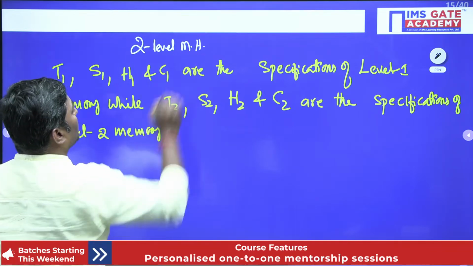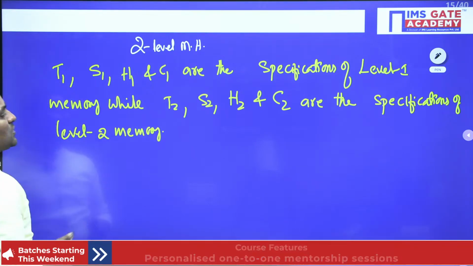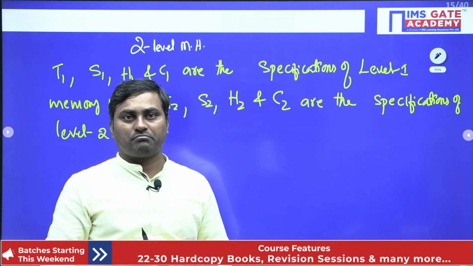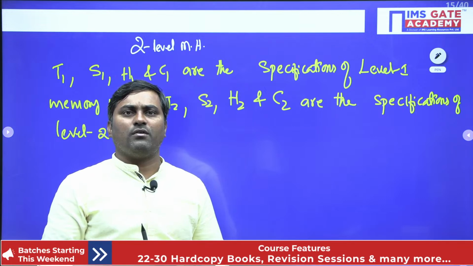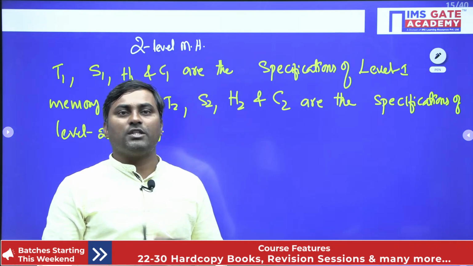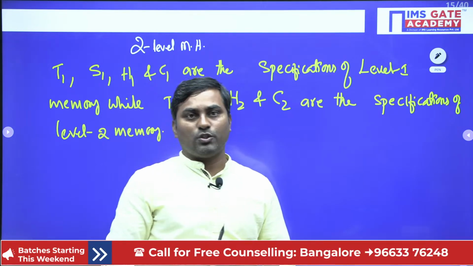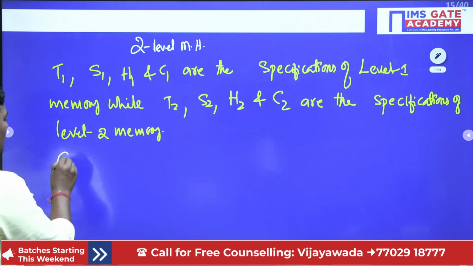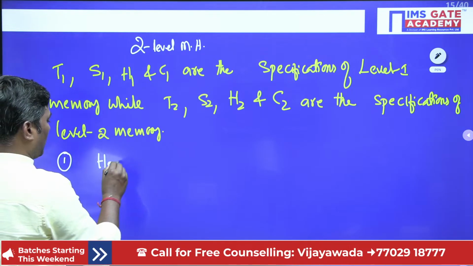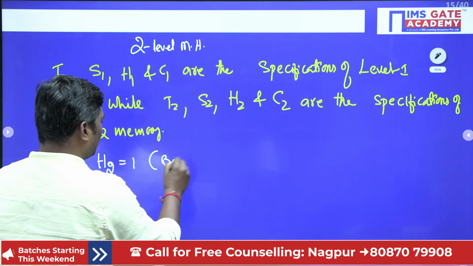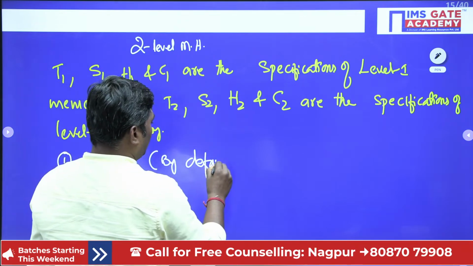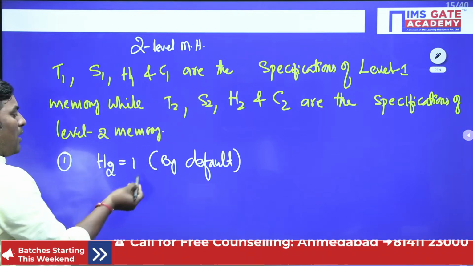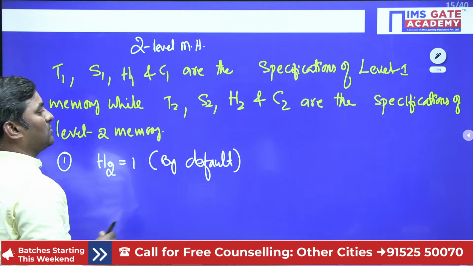So in a 2-level memory hierarchy, T1 is the access time of L1, S1 is the size of L1, C1 is the cost of L1, and H1 is the hit ratio of L1. Now, considering a 2-level memory system, first thing: can I make H2 equal to 1 by default? Yes. Why? In a 2-level memory system, the bottom level memory is always a hit.